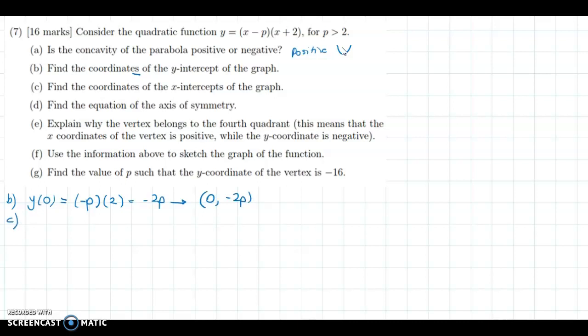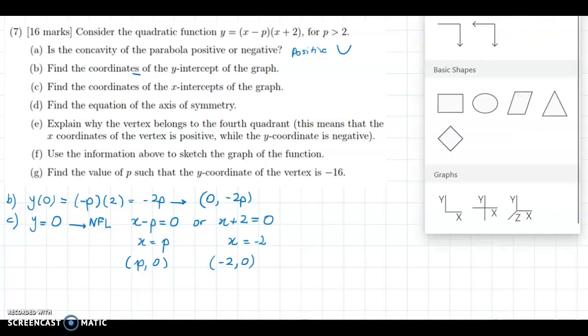We then want to find the coordinates of the x-intercepts of the graph. And to do that, we want to know when the function takes the value 0. So we are going to apply the null factor law to say that that happens either when x minus p is equal to 0 or x plus 2 is equal to 0. Those are the two options we have. So the first option will be when x is equal to p, so that will be the point with coordinates (p, 0). And the second case will be when x is equal to negative 2, so that will be the point with coordinates (negative 2, 0).